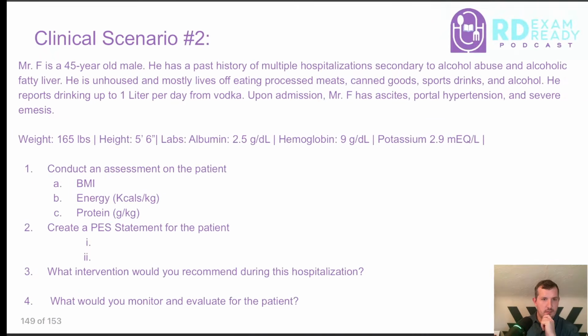Now, if we feel up to it, let's go through a patient here. This is going to be one where we're going to do a bit more interpretation of those labs that we have in front of us. Mr. F is a 45-year-old male. He has a past history of multiple hospitalizations secondary to alcohol abuse, alcoholic fatty liver. He is unhoused and mostly lives off eating processed meats, canned goods, sports drinks, and alcohol. He reports drinking up to 1 liter per day from vodka. Upon admission, he has ascites, portal hypertension, and severe emesis. Go ahead and take a second to look at those labs.